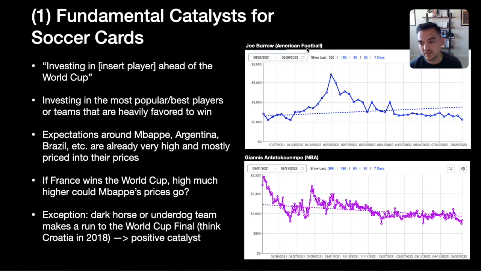The other example is Giannis Antetokounmpo. This chart is back when the Milwaukee Bucks won the NBA Finals, and he scored 50 points in the last game to clinch the finals. You can see his chart was trending down, and then right around July of 2021, you can see a sharp dip up right here, and that is basically when the Bucks were in the finals, and that's when they won right there.